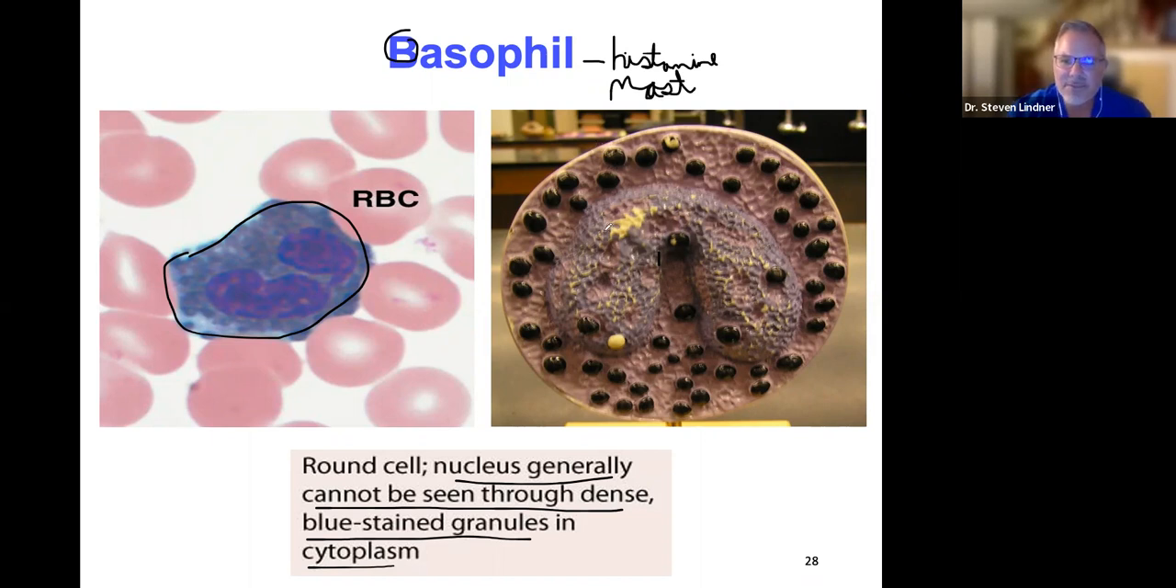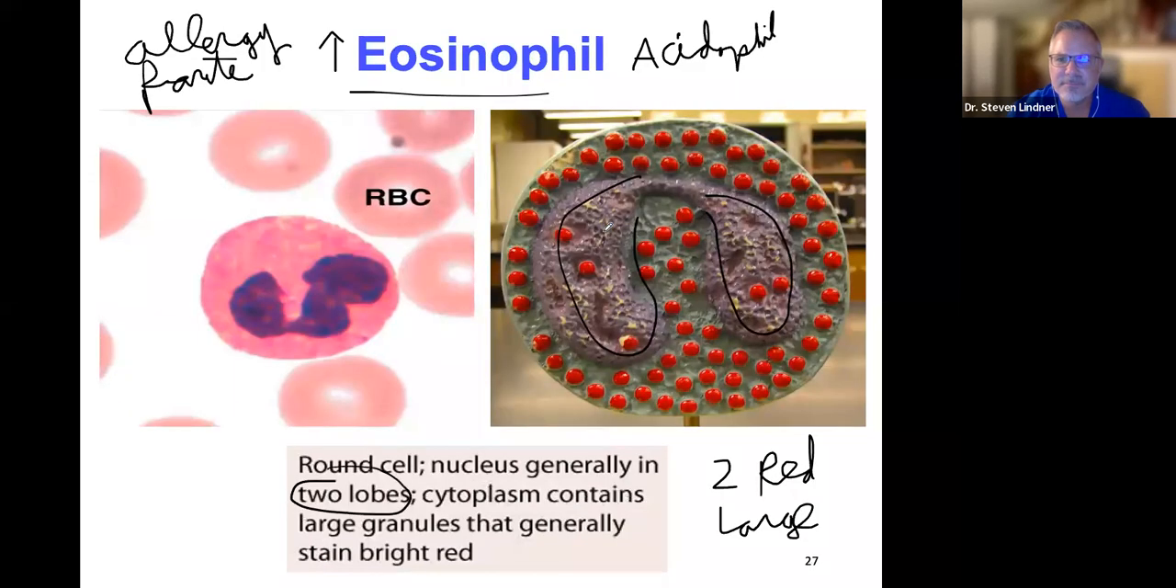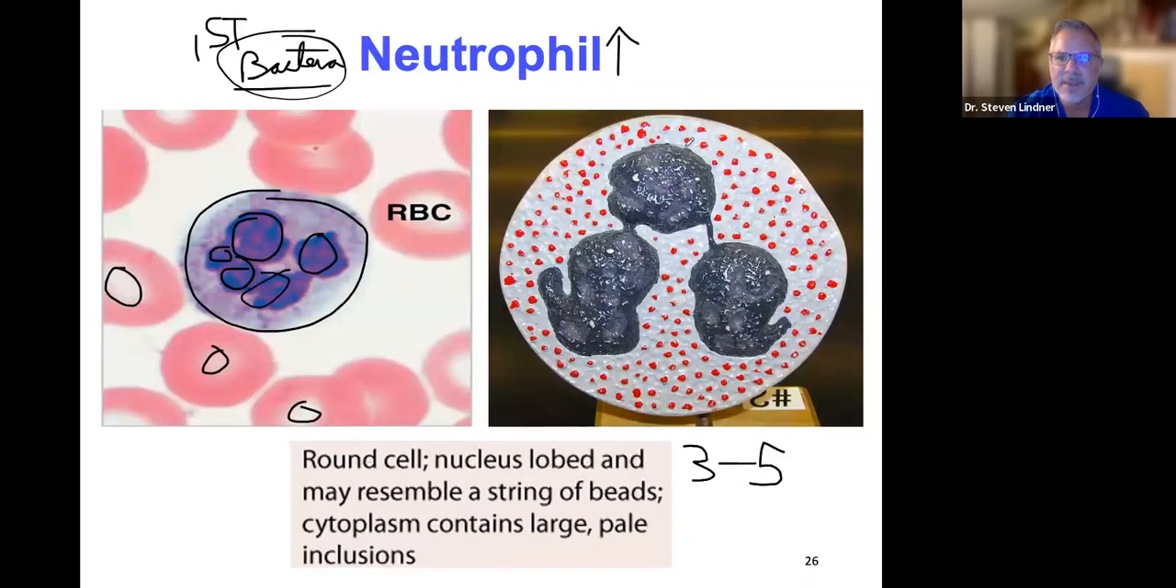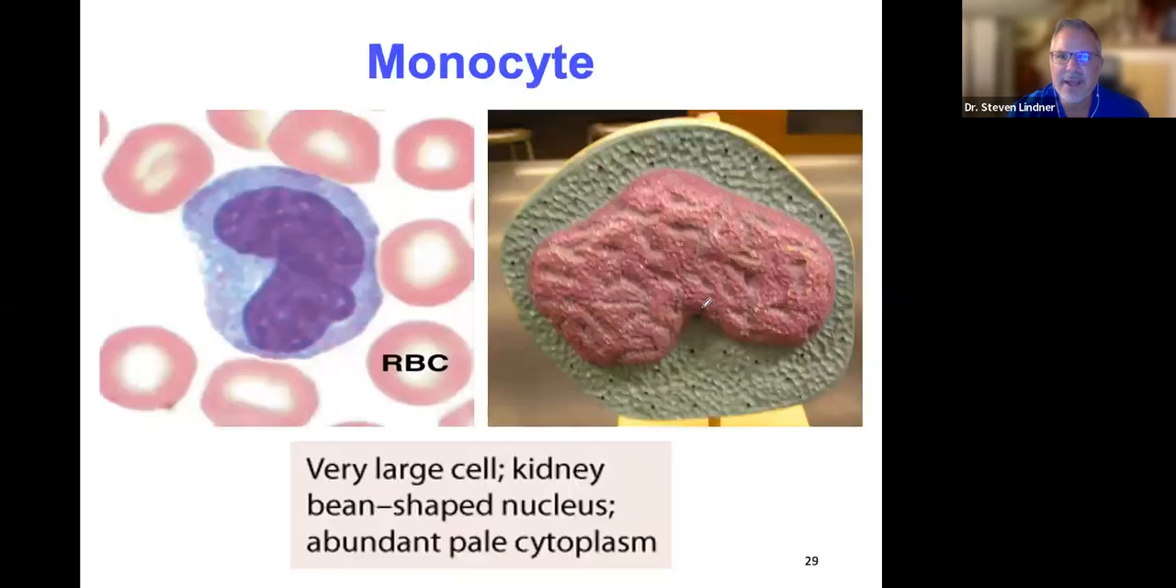So basophil, darkly stained. Eosinophil, bilobed, large red stained granules. And then the neutrophil, 3 to 5 lobes to the nucleus, small red stained granules here. Those are the 3 granular cytes. Now, the 2 agranular cytes are called monocyte and lymphocyte. The monocyte is a large cell, it's agranular, and it's known to have this kidney bean-shaped nucleus. Okay, that's the key, the kidney bean-shaped nucleus.